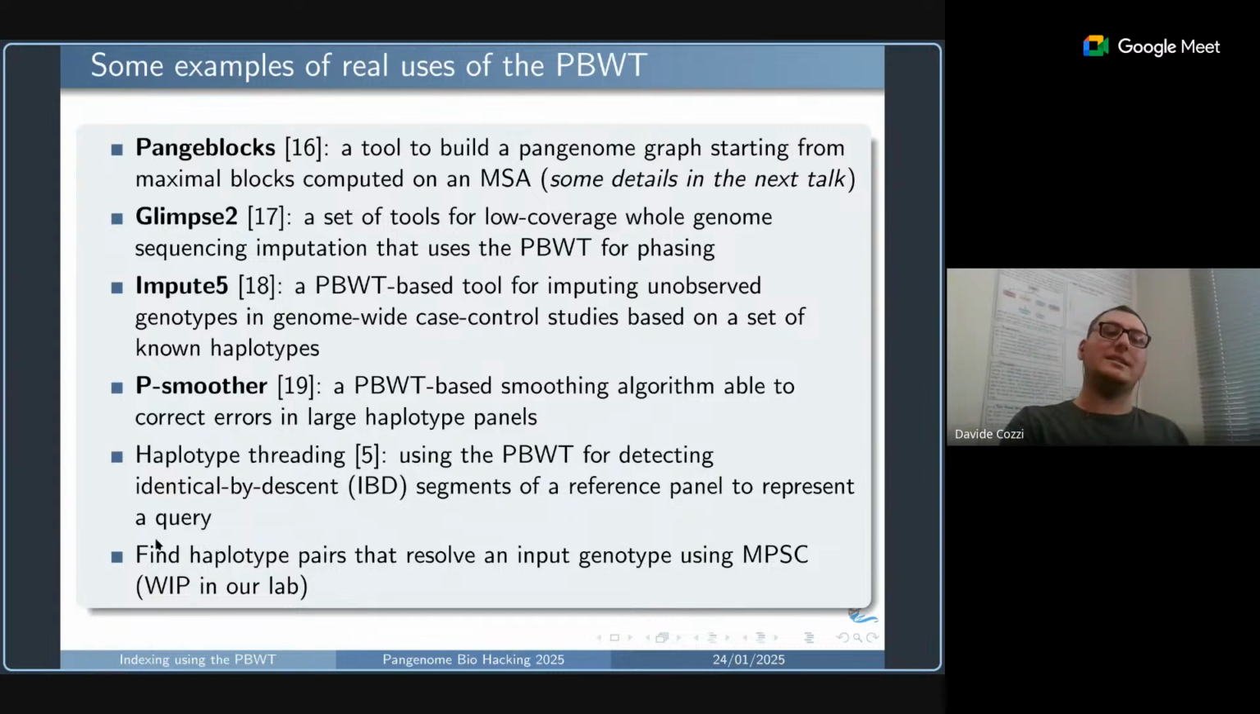And then nowadays I'm focusing on finding haplotype pairs in the reference panel that can resolve an input genotype. So we also have heterozygous sites in the genotype, and we want to find the best pairs of haplotypes that resolve this input.